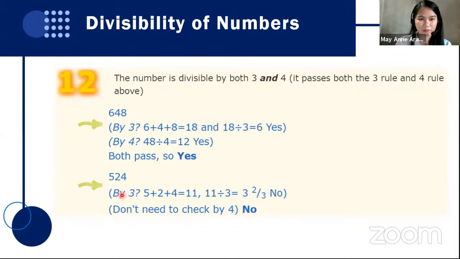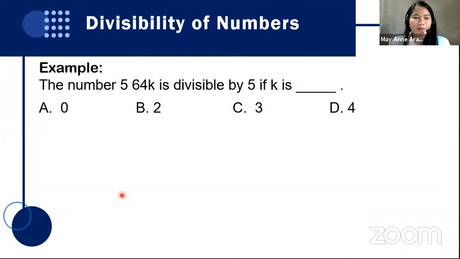Okay, next we have some sample problems here. The number 5,604K is divisible by 5 if the value of K is what? We have your choices 0, 2, 3, 4. What's the answer here? Please use our chat box. What should be the value of K here? Oh, yes, very good. The answer is letter A, 0.